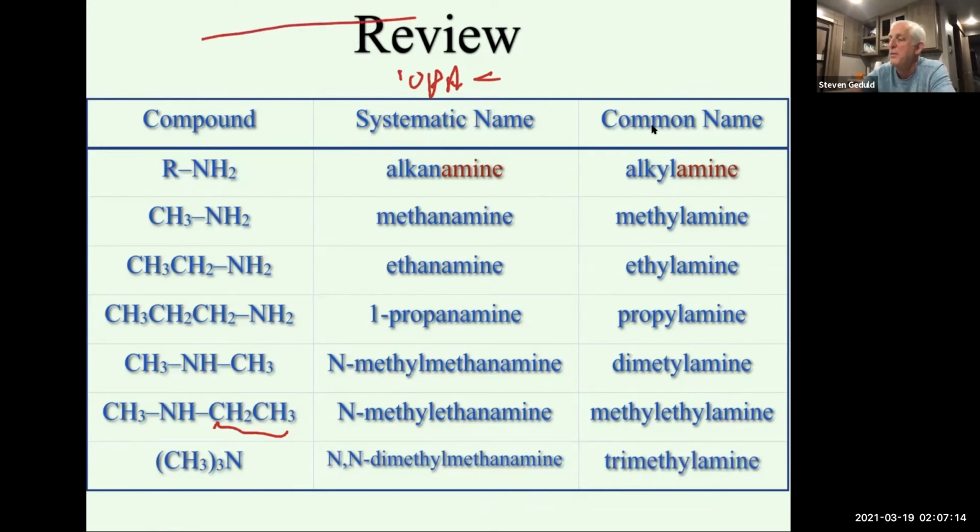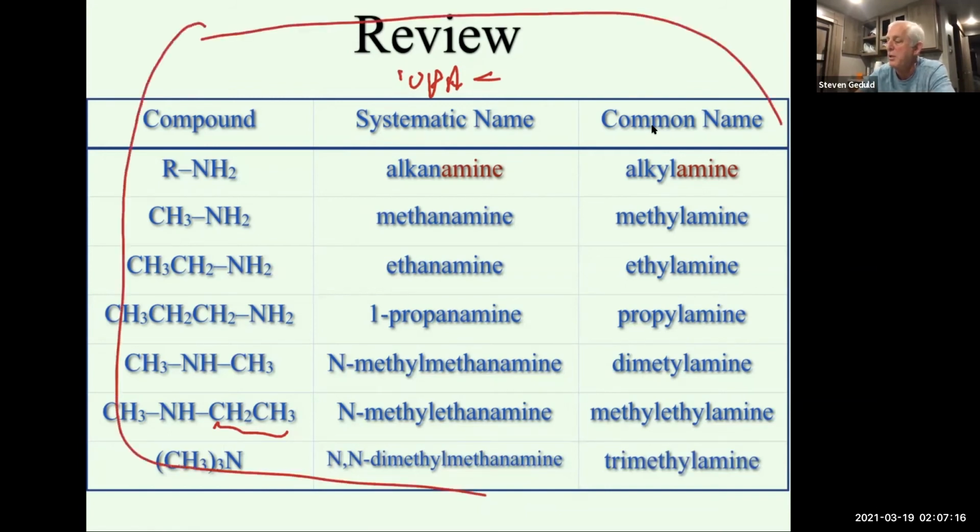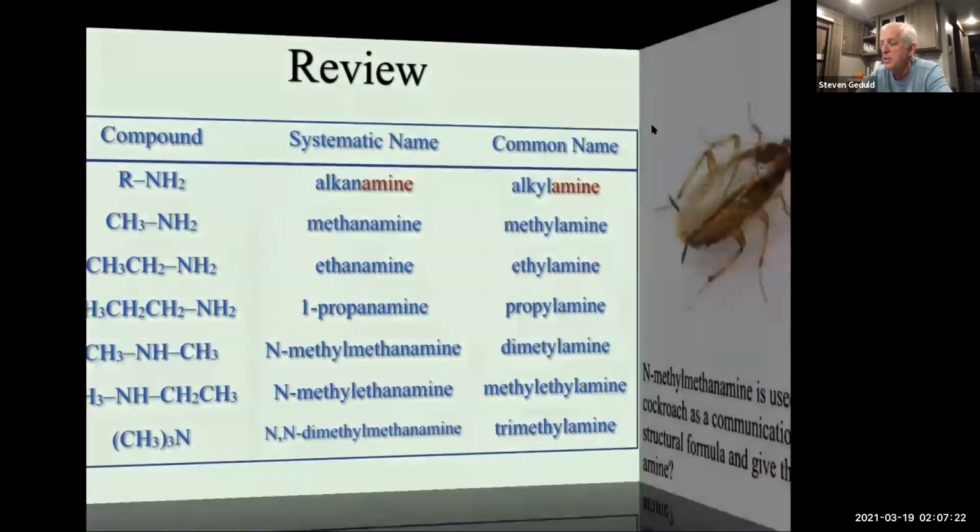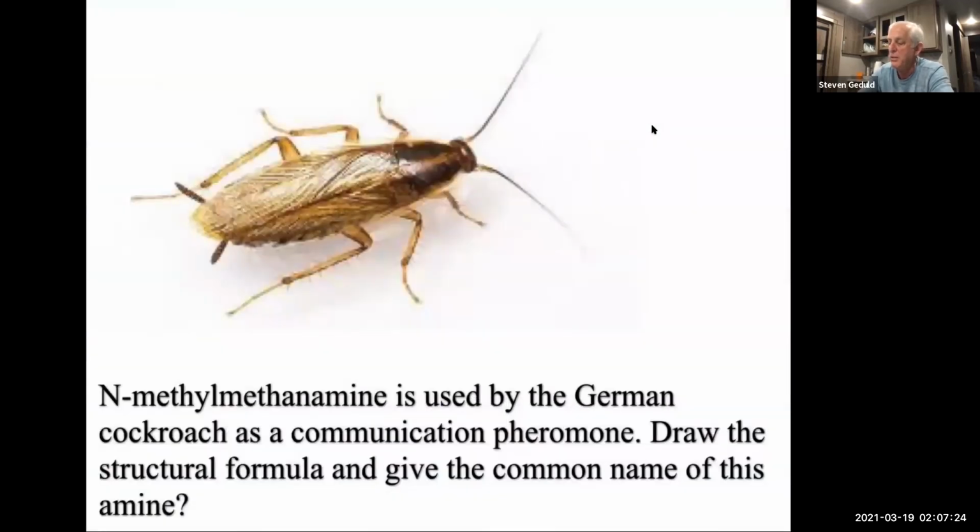This one here, just keep this one in mind, how you're naming between the systematic name, which is IUPAC, and your common name. Okay, so N-methylmethanamine, okay, trimethylamine, is used by the German cockroach. Cockroach is always so much fun. As a communication pheromone, it's a very simple compound, easy to produce.